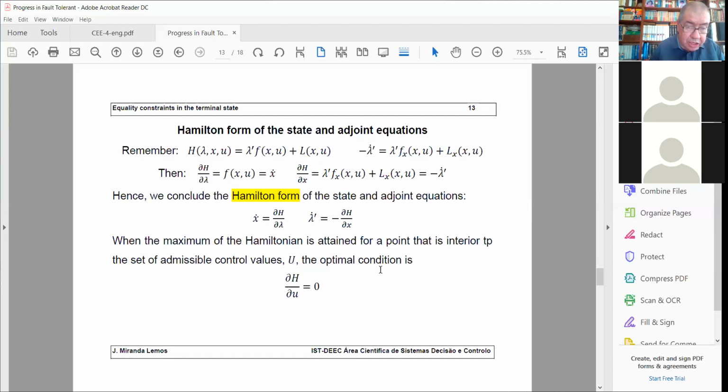Now, consider a situation in which the optimal control values are always in the interior of the set U. That is to say, you never have bang-bang solutions. So if this optimum is inside the set of admissible values for U, this means that the condition of extremum is just that the derivative of H with respect to u is 0. So this rules out situations in which you have a switching of the optimal control.